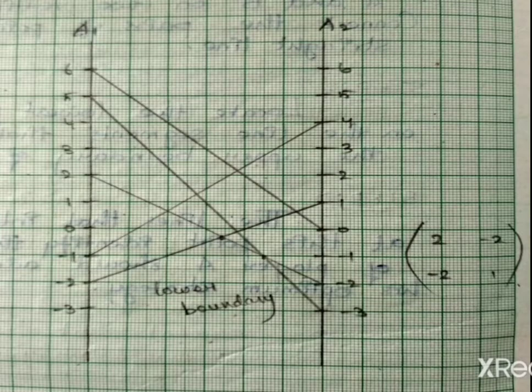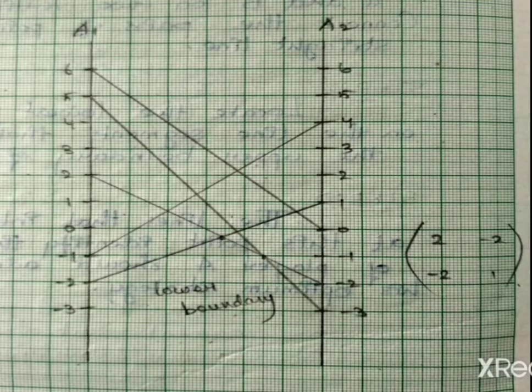So for A1 you have to plot 5, for A2 you have to plot minus 3. So 5 and minus 3 you have to join by a straight line. Similarly, the next point is minus 2 and 1. So in A1 you have minus 2, in A2 we have 1. So you have to join these 2 points.